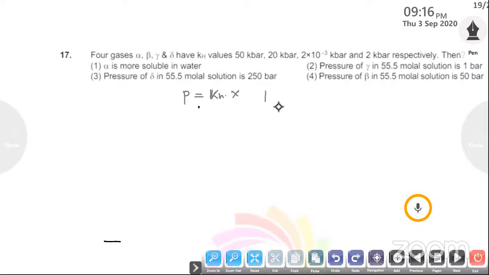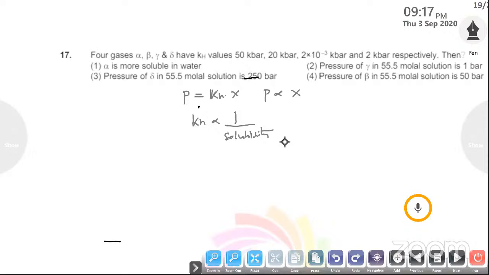So here we can remove the constant, then we get the relation between pressure and mole fraction of the gas. With the increase in pressure, the mole fraction of the gas increases, meaning more of the gas will be soluble in the water. That was explained by Henry's law, right? Look here, four gases are represented by alpha, beta, gamma, delta, and the KH values are given. One more relation we can write: KH is inversely proportional to solubility of the gas.